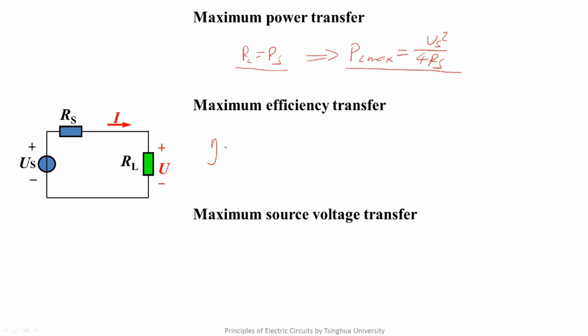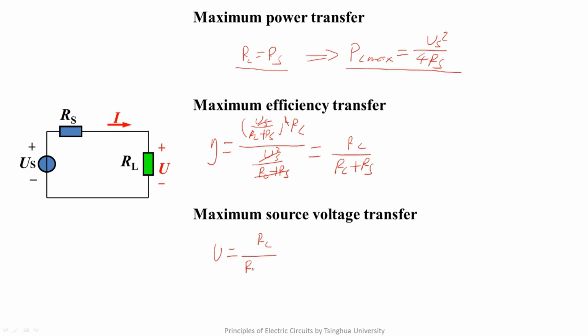We write the expression of the efficiency, that is, eta equals (US over RL plus RS) squared times RL over US squared over RL plus RS. That is RL over RL plus RS. The load voltage is U equals RL over RL plus RS times US. These two are similar, we observe the two formulas.